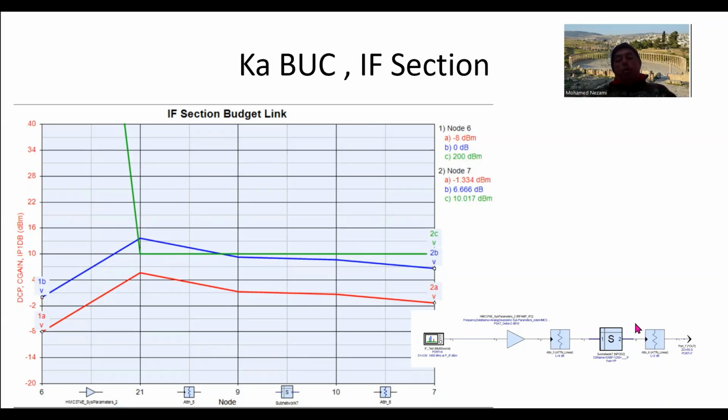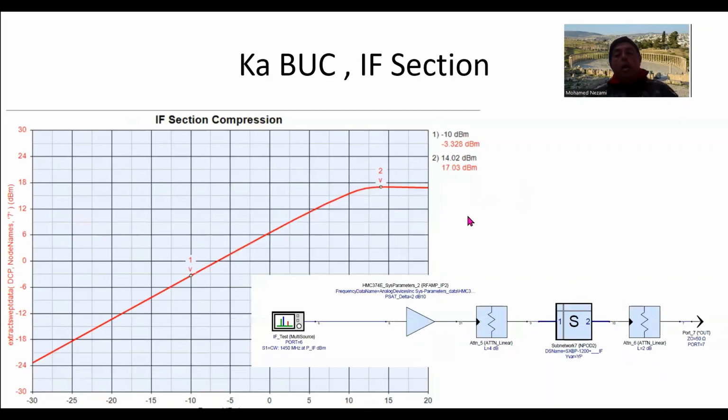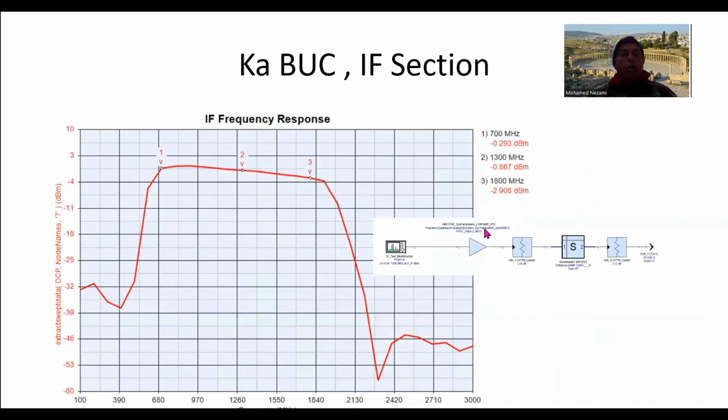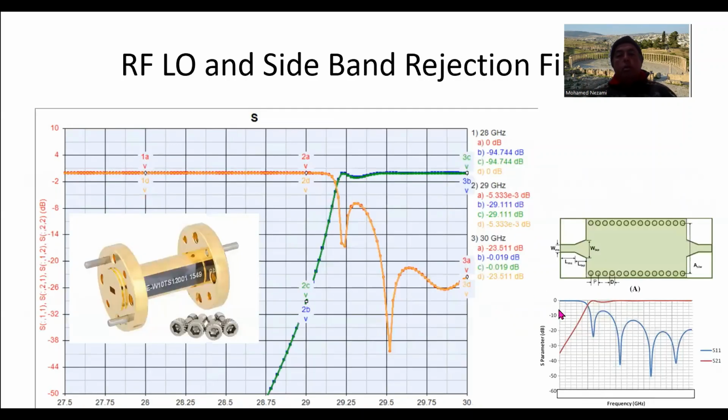We did model the budget link for the IF stage, and the power. We swapped the input from the L-band modem to the mixer and made sure that we are backed off linearly, so that we have headroom for linearity. We looked at the frequency response of the IF stages.